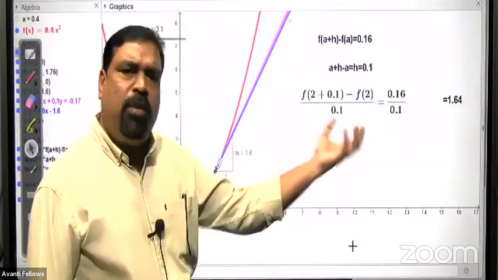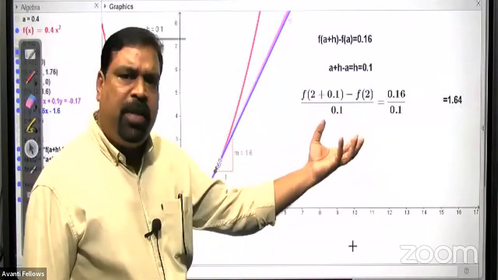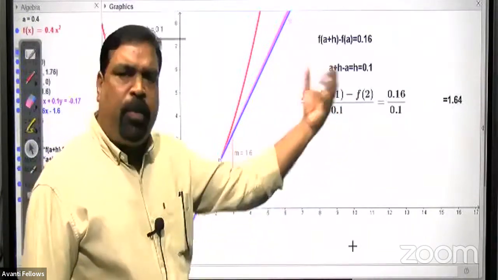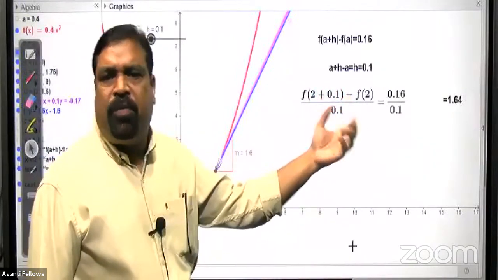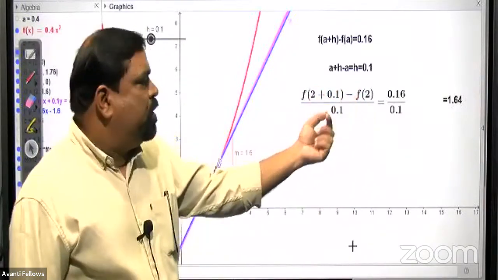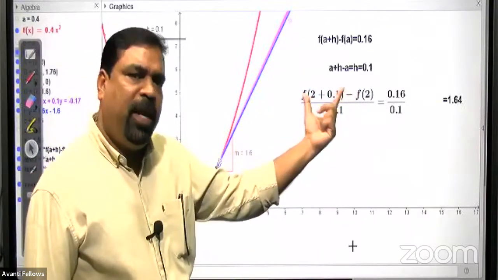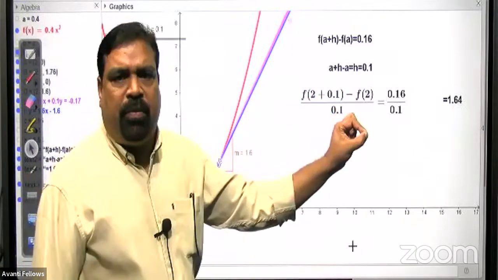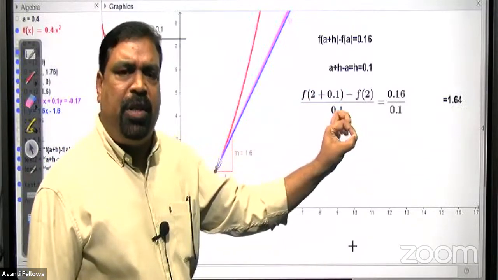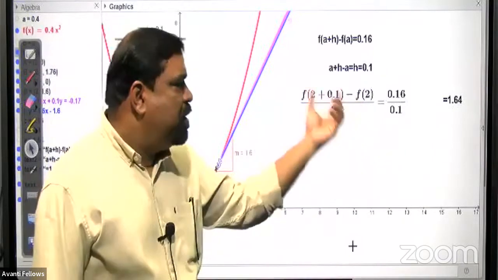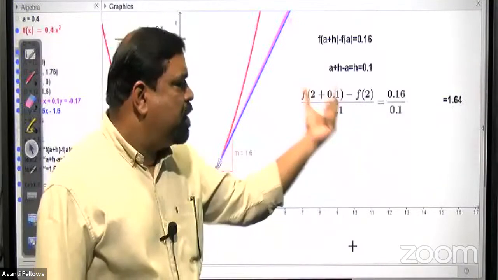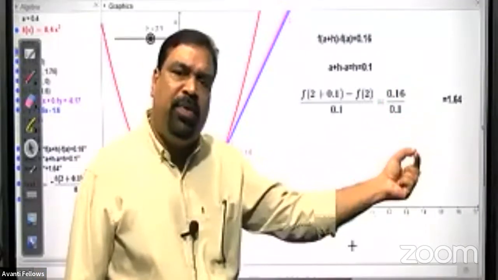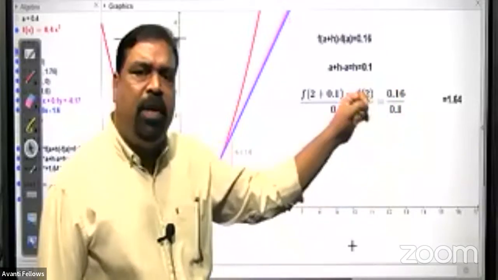And you know that is the slope of a line passing through the 2 points, a comma f of a, and the second point a plus h comma f of a plus h. So this ratio always represents the slope of a line. And when h is approaching 0, this ratio approaches a particular number, and that value is the slope of the tangent.